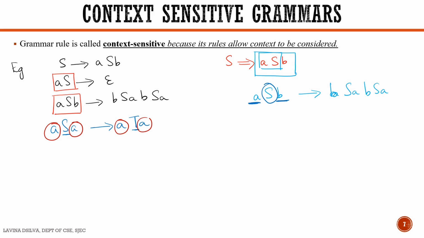Symbol before S and after S. Only if the symbol before S and after S is A A, then S can be replaced by T, because here also in this right hand side we have got an A appearing before T and an A appearing after T. So these are the rules where context has to be considered. Such rules are called context sensitive rules or context sensitive grammars.